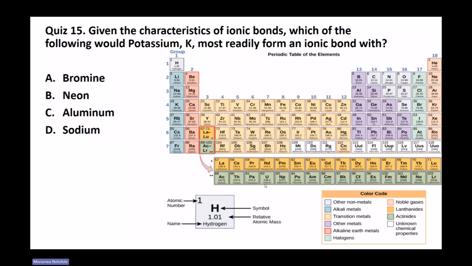Let's just move on. So the correct one will be, unfortunately, bromine. Bromine has 7 valence electrons and potassium just 1. In order to become stable, bromine wants to gain a valence electron and potassium wants to lose 1 valence electron, making them anions and cations respectively. So these two oppositely charged ions are a perfect match for an ionic bond, forming potassium bromide.